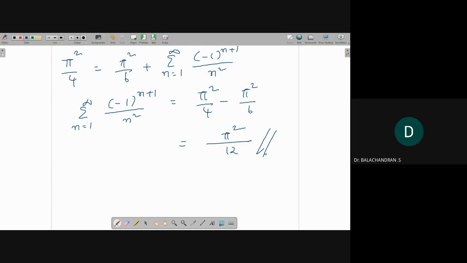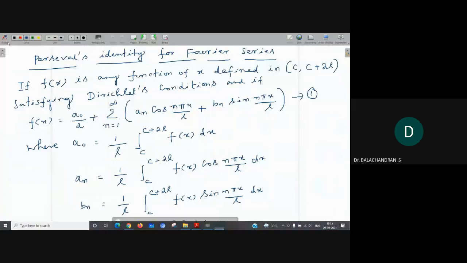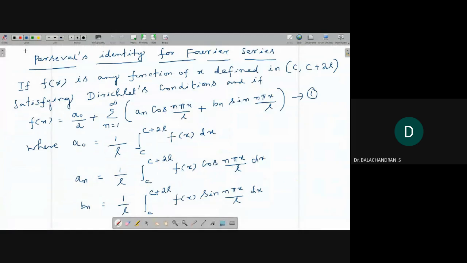Okay. So next, let's start Parseval's identity. Parseval's identity for Fourier series, the first one. Similarly, Parseval's identity for Fourier cosine series, and then Parseval's identity for Fourier sine series. Parseval's identity or Parseval's theorem. So usually Parseval's identity or Parseval theorem is useful to deduce the results.